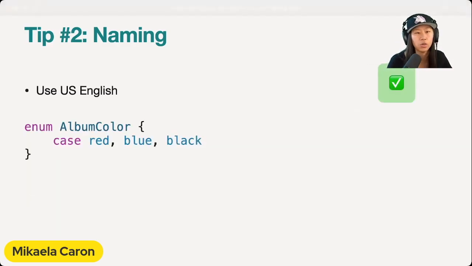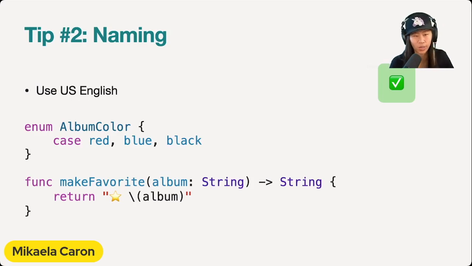We want to use US English spelling. So this is when we have an enum, for example, called albumColor. The spelling for color does not have a U in it. And then same thing if we had a function called makeFavorite, there's no U in favorite.